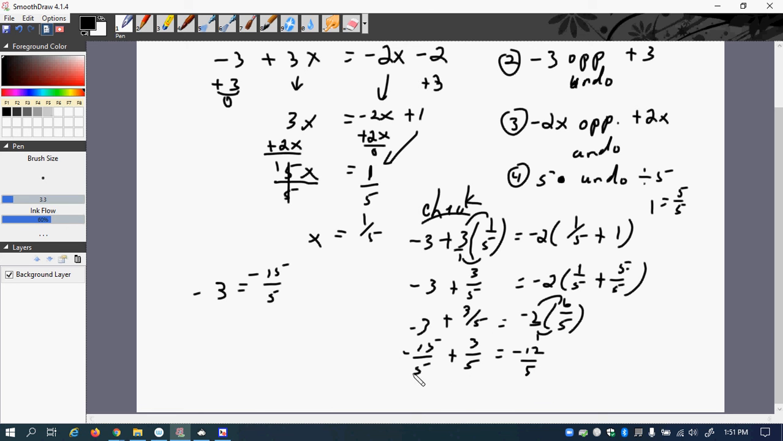So then the denominator is already the same. So negative 15 plus 3. We could write that as negative 15 plus 3 over 5. And so we only add the numerator. Numerator, negative 15 plus 3 is negative 12, just like here. So negative 12 over 5 is the same as negative 12 over 5. So see, it worked. The check is correct. So the answer is correct.